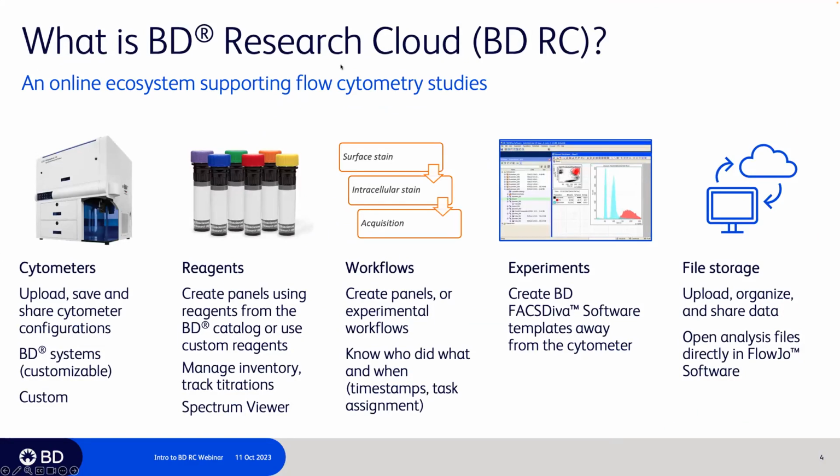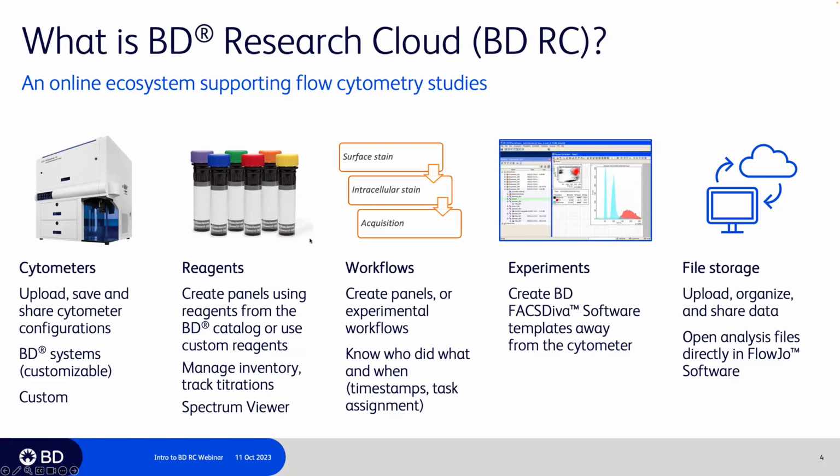Let's start off with what is BD Research Cloud. It is an online ecosystem supporting flow cytometry studies. So what can you do within BDRC? You can upload, save, and share cytometer configuration. So if you run a core lab, you can upload all your cytometers to BD Research Cloud to more easily share with your users so they can use that information to create panels to use these cytometers to acquire data. These can be BD cytometers, but they don't have to be. You can upload any cytometer with any configuration to BD Research Cloud.